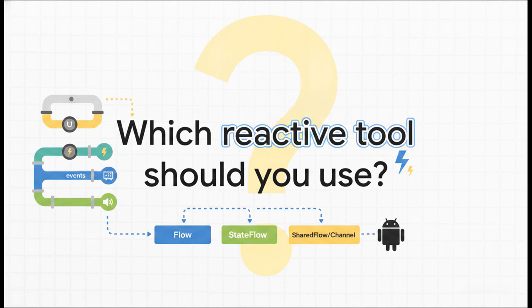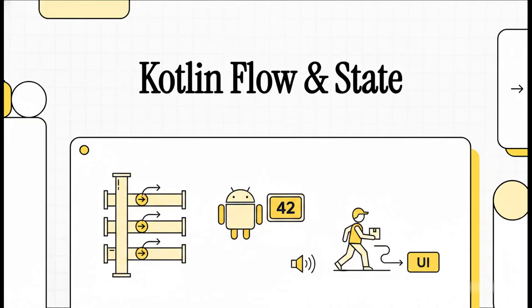Well, most Android developers actually can't. And it's not because the APIs are super hard. It's really just because nobody ever sat down and explained how they all connect together. So that's what we're doing today. This is the complete Kotlin Flow and State mental model. We're going to cover every single concept and every relationship in under 5 minutes. Let's get into it. Android Atlas.